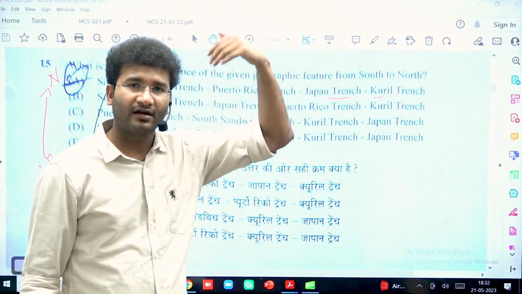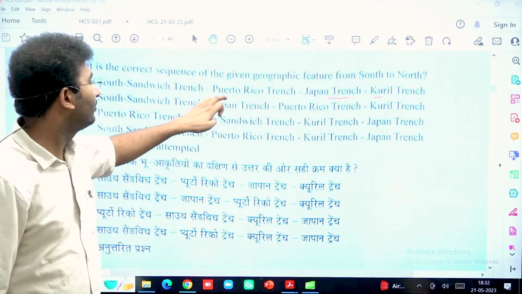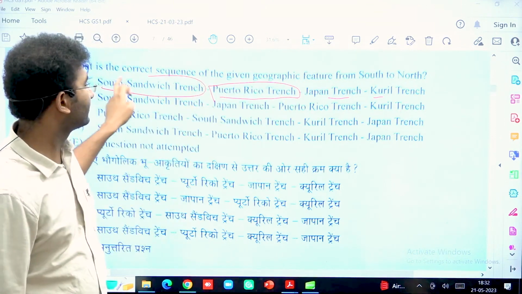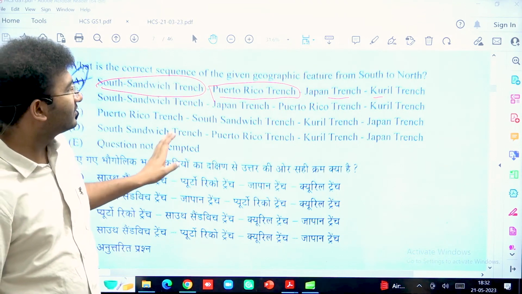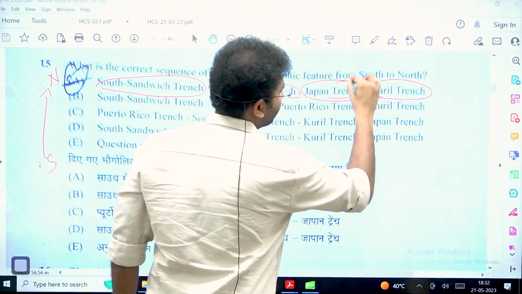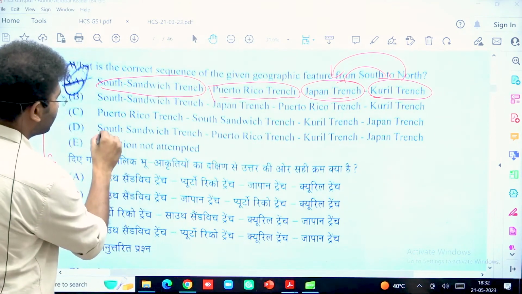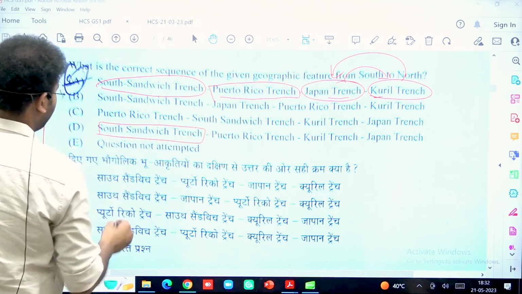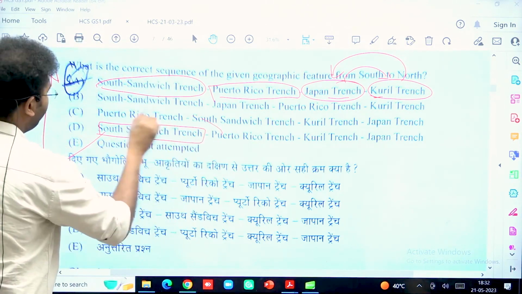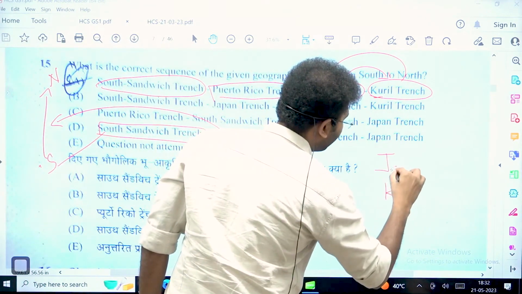That is where Japan and the Kurile Islands are. Japan Trench is next to Japan. And Puerto Rico, these are islands, if you remember, and the South Sandwich Trench. So here it is reversed. The Kurile Trench and Japan Trench should be placed here and this should be placed here. Now let's look at it. South Sandwich Trench is the southernmost. Then Puerto Rico. Lastly, it is Kurile, and in the north you will have Japan Trench.